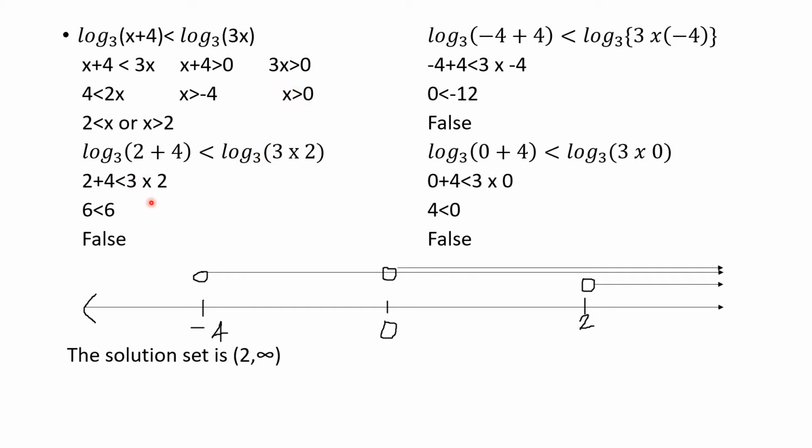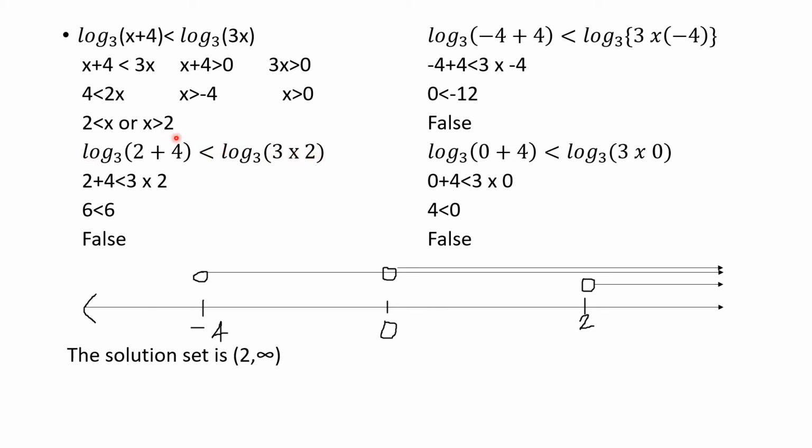So we need to test. This is the second step. We need to test if our critical values are correct or not. So all I have to do is substitute the x. We have here 2. So log base 3 of 2 plus 4 is less than log base 3 of 3 times 2.